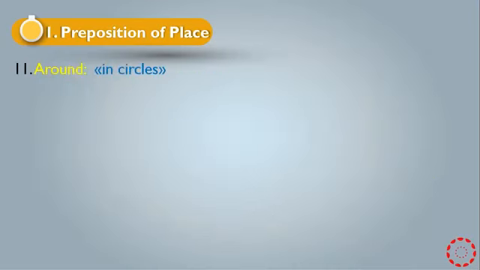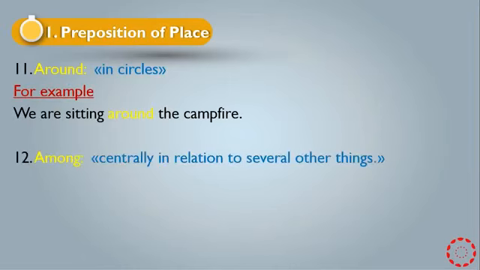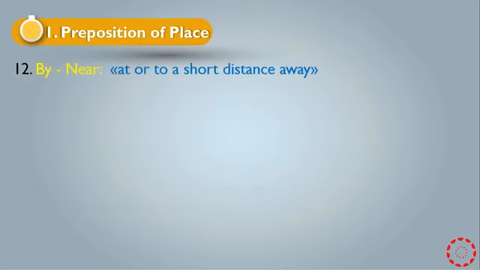The next one we have is around, which means in a circle. Okay, for example, we are sitting around the campfire. Among means in relation to several other things. Okay, it means more than two or three things. For example, I like being among people. It is more than two people, two things.